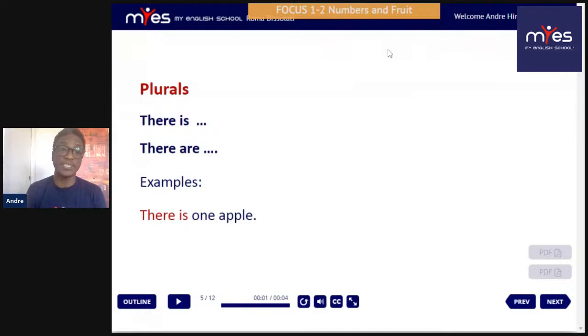Examples. There is one apple. So remember, one apple is singular. There is one apple. So we use the verb is, the verb to be in the singular form. So there is. Let's look. Yeah, there's an apple. I'm hungry at the moment. I need an apple.